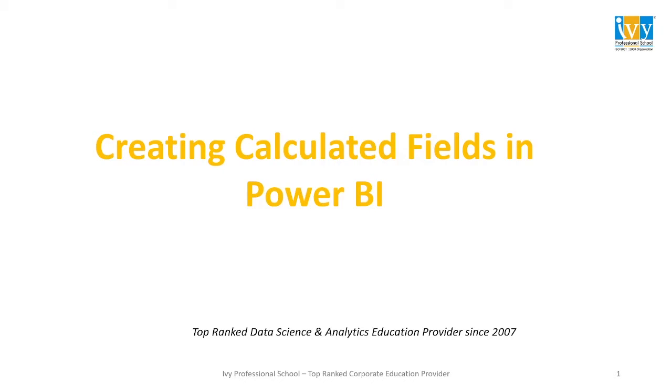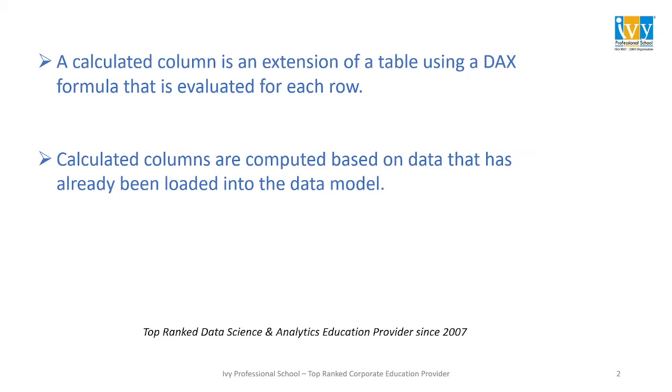Today we will be learning about a very important topic in Power BI, which is creating calculated fields or calculated columns in Power BI. So let's first try to understand what is a calculated field. A calculated field or a calculated column is an extension of a table using a DAX formula or a data analysis expression that is evaluated for each row. Calculated columns are computed based on the data that we have already loaded into the data model.